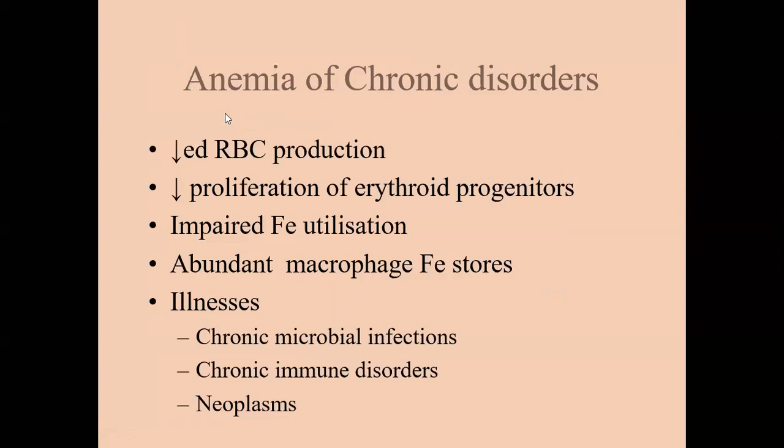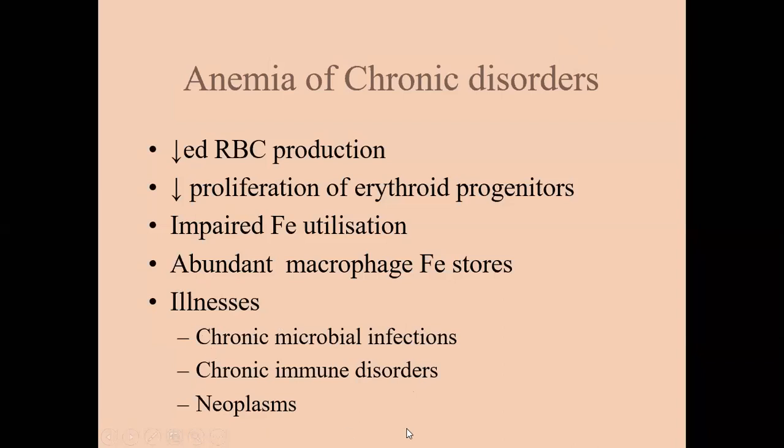In anemia of chronic disorders, there is decreased RBC production. What are the chronic disorders? Chronic microbial infections like tuberculosis, leprosy. Like small pneumonia, pneumococcus will be there and within 2 or 3 weeks the patient becomes normal. But tuberculosis and leprosy are chronic disorders that go on for a long time. Chronic immune disorders like rheumatoid arthritis, SLE go on for a long time. Neoplasms like lymphomas, cancer, breast, lung, etc. So these are the chronic disorders.